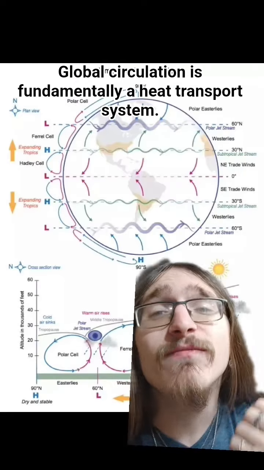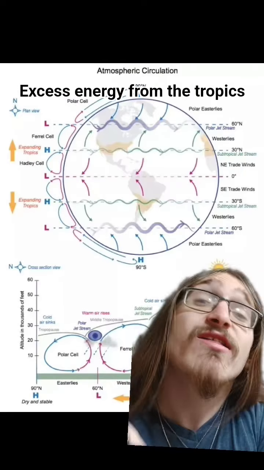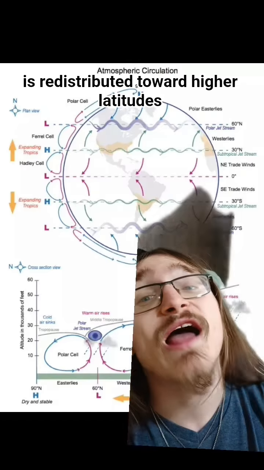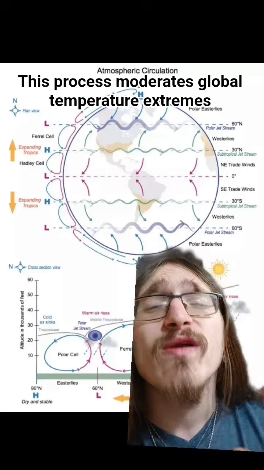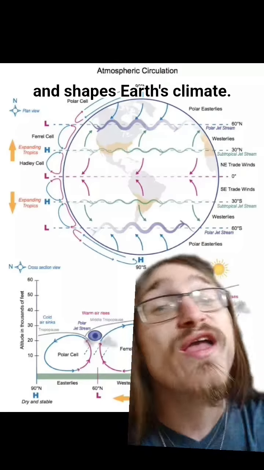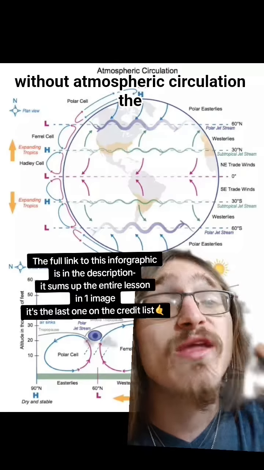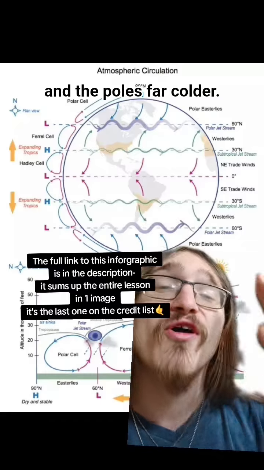Global circulation is fundamentally a heat transport system. Excess energy from the tropics is redistributed toward higher latitudes through atmospheric motion. This process moderates global temperature extremes and shapes Earth's climate. In short, without atmospheric circulation, the equator would be far hotter and the poles far colder.